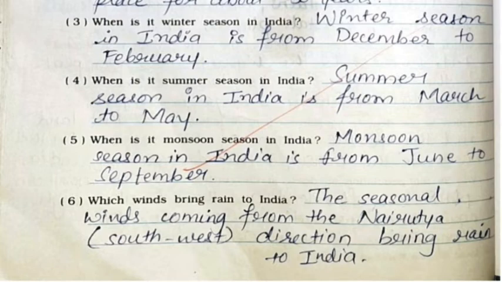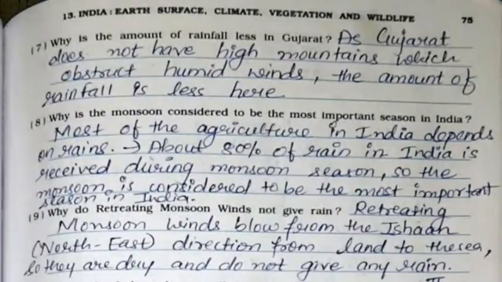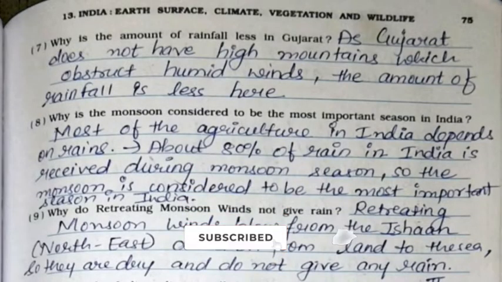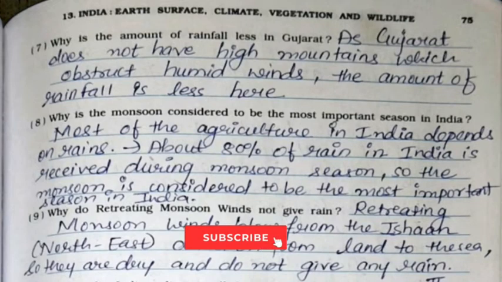Sixth, which winds bring rain to India? The seasonal winds coming from the Nairitya, that is southwest direction, bring rain to India. Seventh one, why is the amount of rainfall less in Gujarat? As Gujarat does not have high mountains which obstruct humid winds, the amount of rainfall is less here.